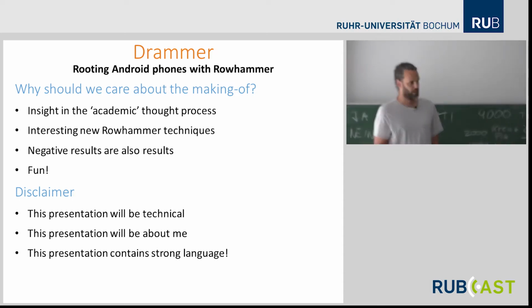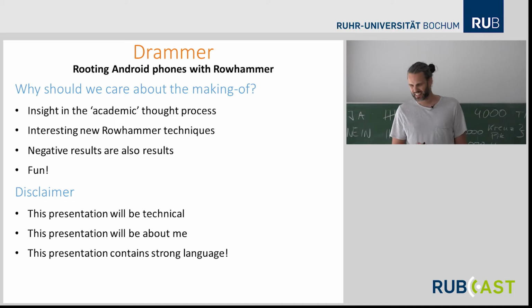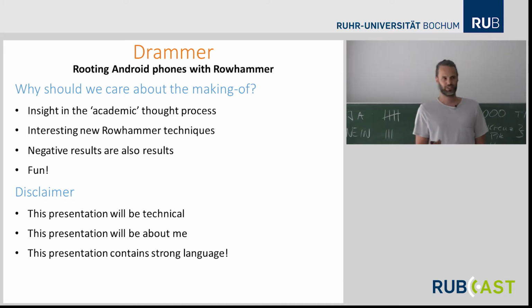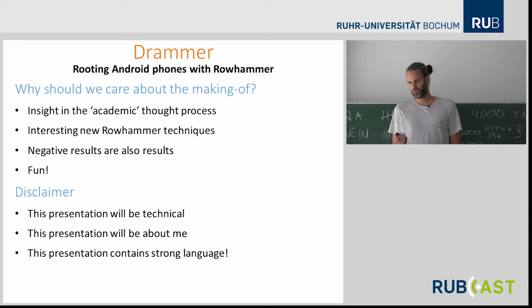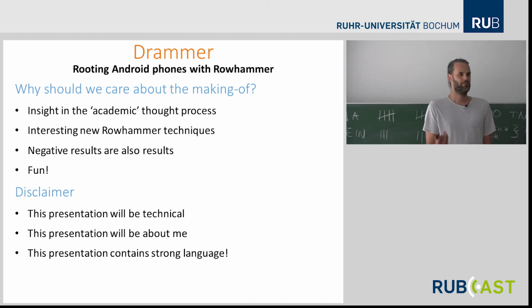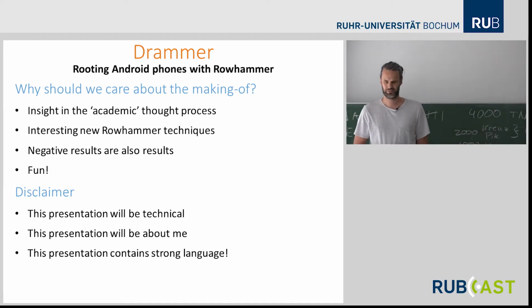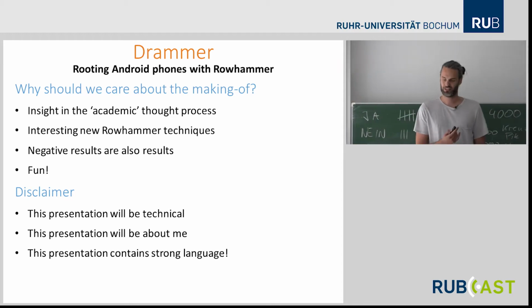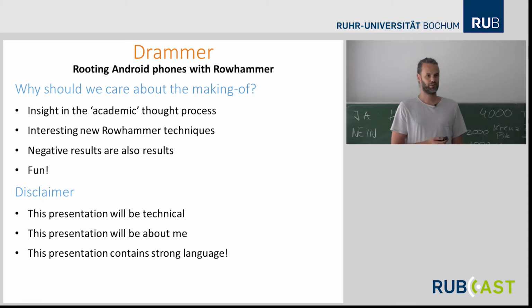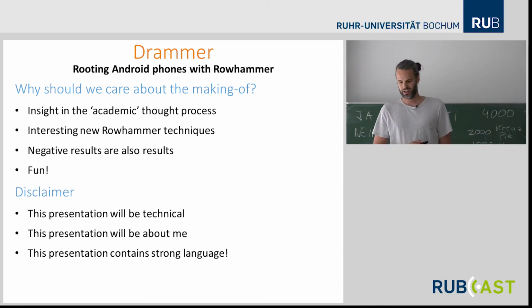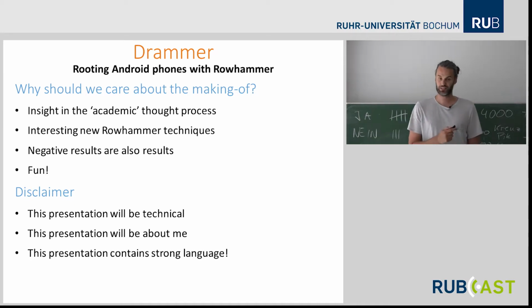Now, I gave this talk at Hack in the Box, which is a hacker venue in Amsterdam. And the question there, actually, what we got is, why should we care about a making of? Of course, the work itself, Drammer, is very interesting, but the making of, what does this give us? So I wrote down a few points. During this talk, you will get some insight in the academic thought process. So how did we come to the conclusion of doing Drammer? How structured did we work on this? I'm going to show you some interesting new techniques to do Rowhammer.